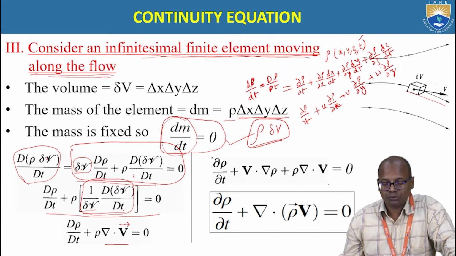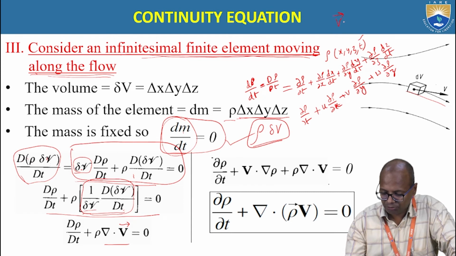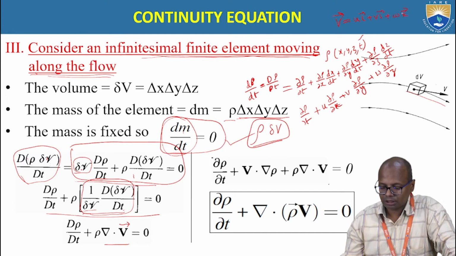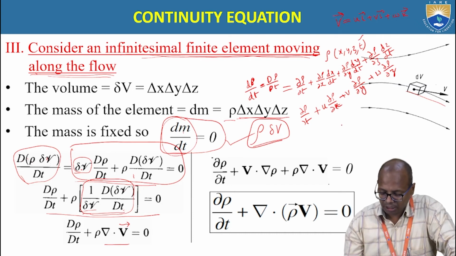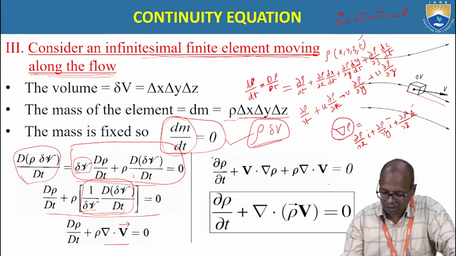Now u, v, w are the components of, suppose we have v bar is equal to u i bar plus v j bar plus w k bar. This is v bar, and we have del rho is equal to dou rho by dou x into i bar plus dou rho by dou y into j bar plus dou rho by dou z into k bar. If I take the dot product of this one and this one, I will get this equation.